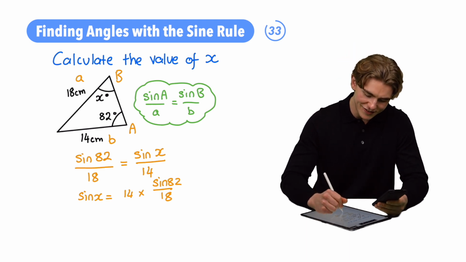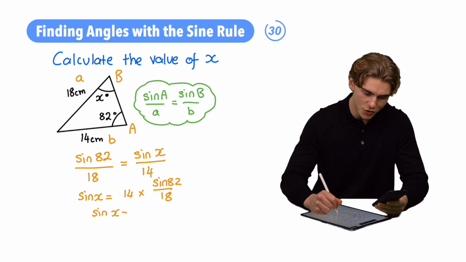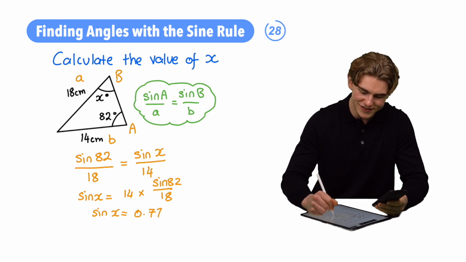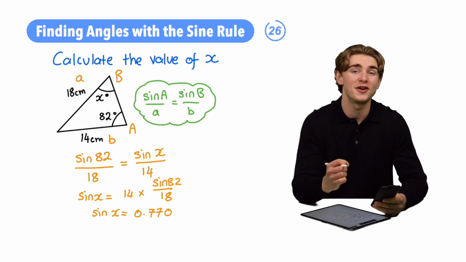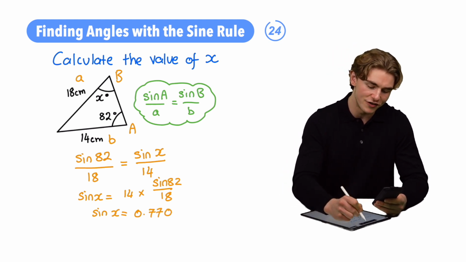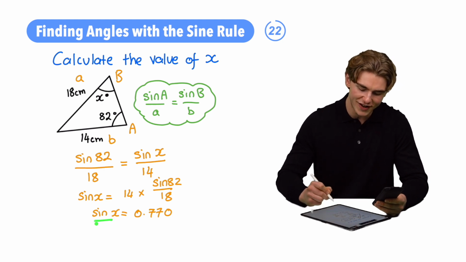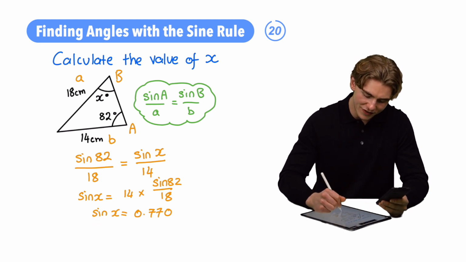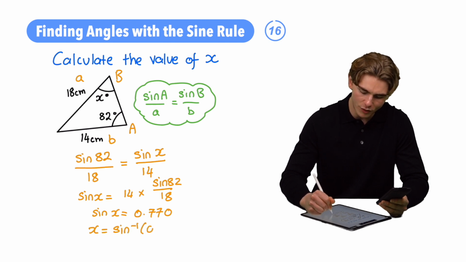It's going to give us that sine of x is equal to 0.770 to 3 decimal places. Final step then, guys, we're going to move that sine over to the other side. How do we do that? We're going to do sine to the minus 1 of both sides, and we're going to get that x is equal to sine to the minus 1 of 0.77.